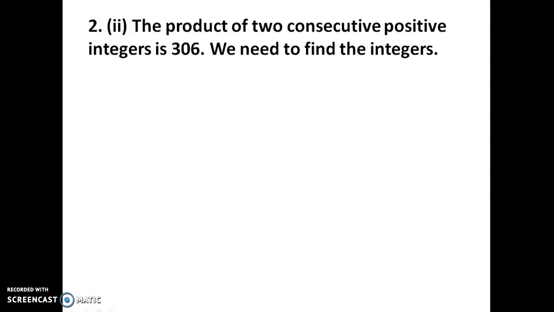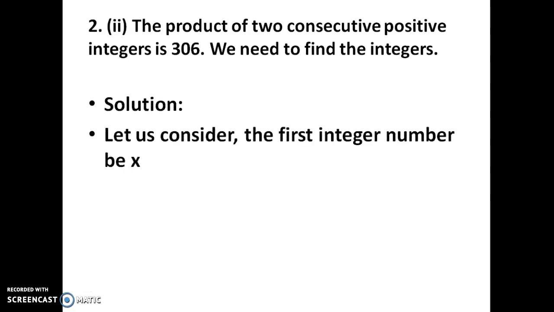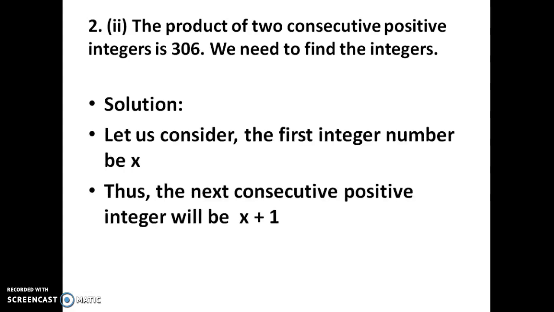So what is product? Multiplication. We are going to multiply two consecutive, that means adjacent, next to next, such two positive integers. So that product is equal to 306. So one integer number, let's take it as x, and the next number will be x plus 1.